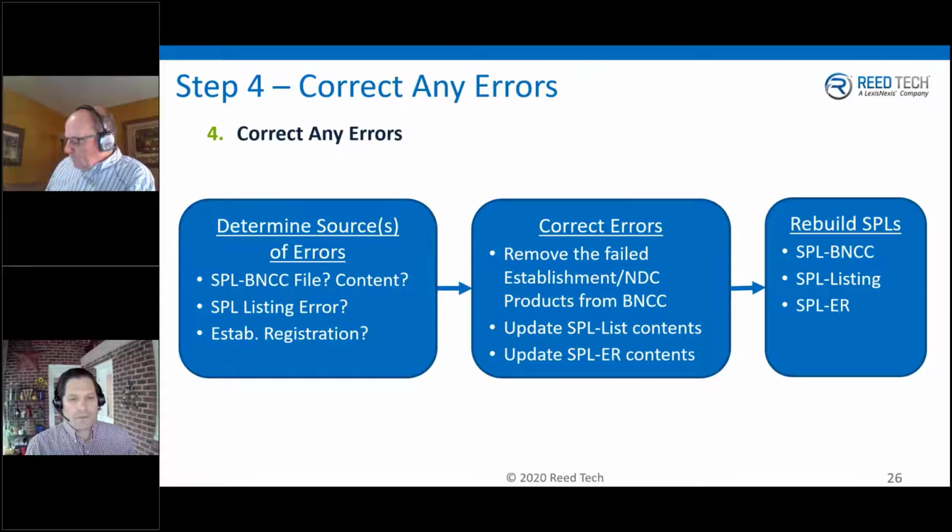So really those steps, this is kind of step 4A, B, and C, if you will. But the main point is going to be determining the source, correcting them, and then the rebuild piece could be a multi-step piece as well that doesn't just include the BNCC. And it may not be in this exact order. It might be we do the facility first, then we update the blanket no change, then we move on to our drug listings.